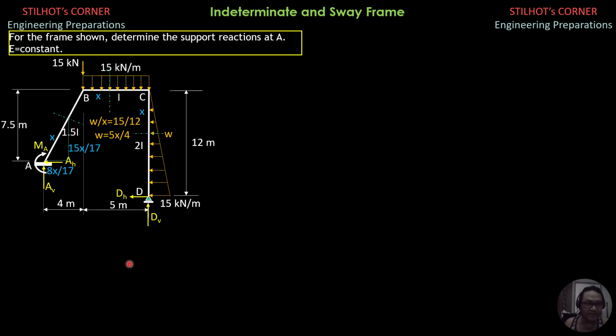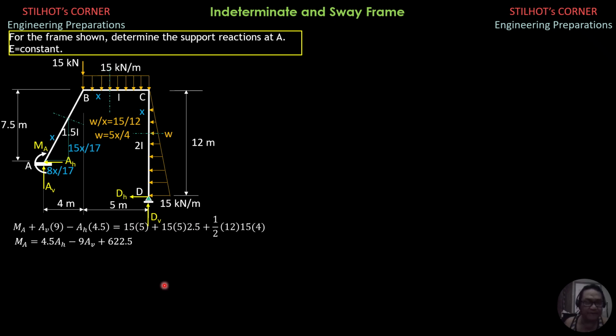So expressing MA in terms of AH and AV, we sum up moments about A equals 0, clockwise positive, so we have MA plus AV times 9 minus AH times 4.5 equals 15 times 5 plus 15 times 5 times 2.5 plus 1/2 of 12 times 15 times 12 over 3, or 4. Simplifying, MA is 4.5 AH minus 9 AV plus 622.5.